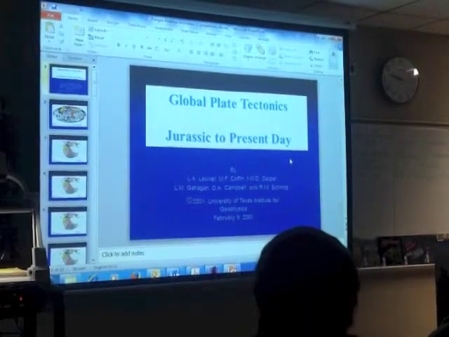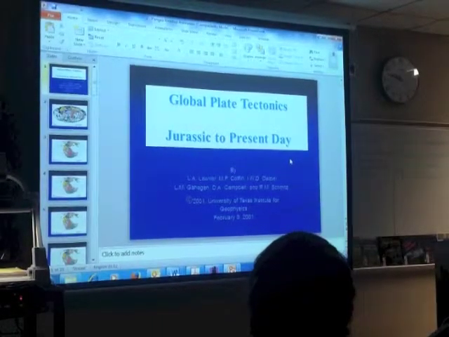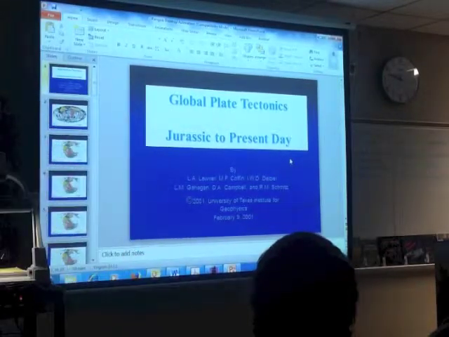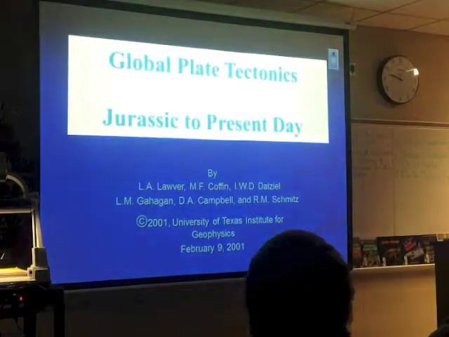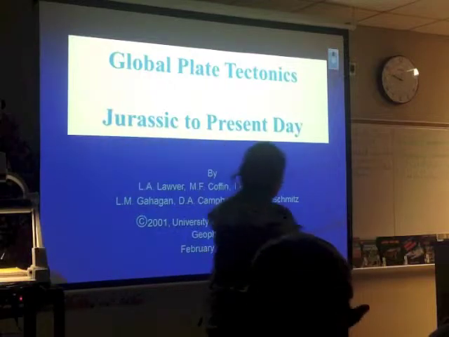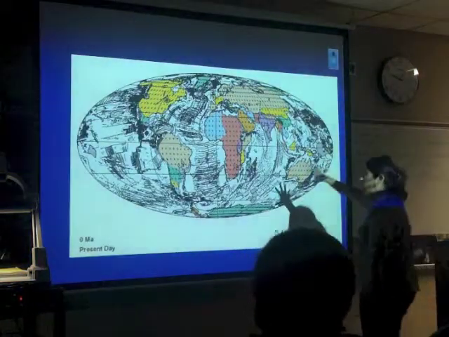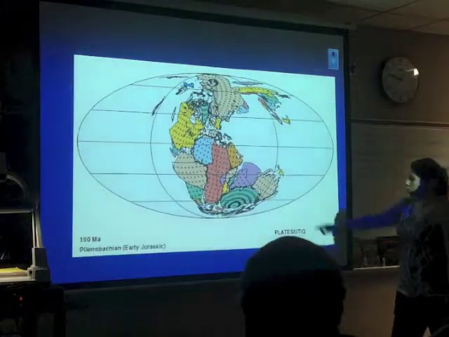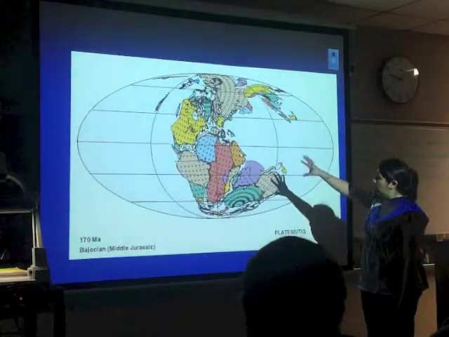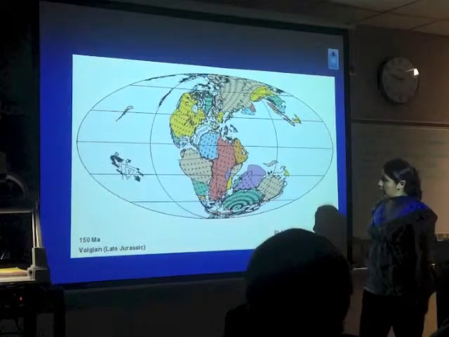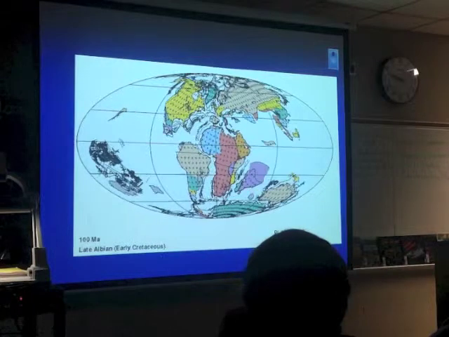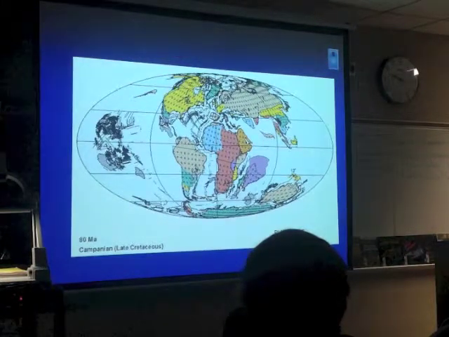I just want to show you an animation of what the Earth looks like now and how it has changed over the years. So if we look, this is basically from the Jurassic period to what it is now. That's what it looks like now. Now, looking at 200 million years ago and so on, you can see the continents start separating. So I want you to pay attention to what you see. Just kind of look at it, and we're going to discuss what we see.